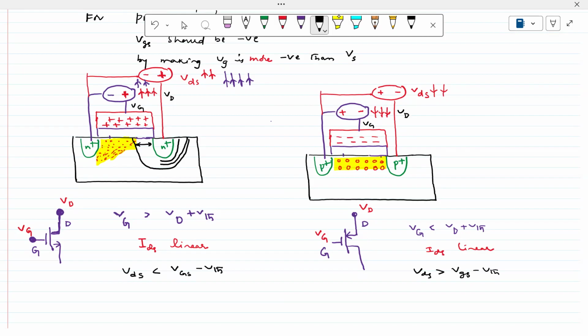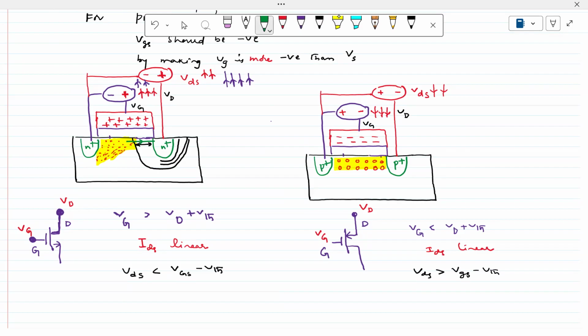But since the MOSFET has VGS greater than the threshold voltage, definitely the carriers can move from source to drain. Because of the drift velocity, carriers can move from this one to this one. The carriers can move, but this value is a constant.